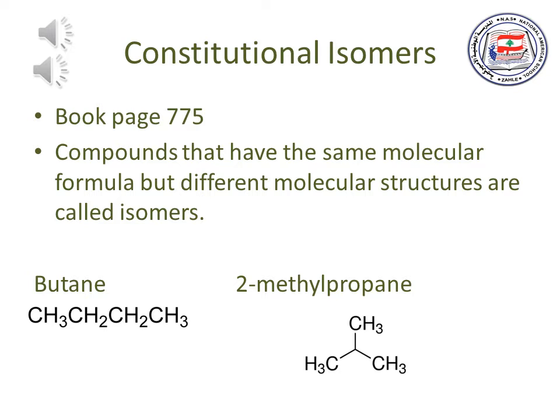Look at the structural formulas for butane and 2-methylpropane. Even though both compounds have the formula C4H10, their boiling points and other properties differ. Because the structures are different, they are different substances. So compounds that have the same molecular formula but different molecular structures are called isomers.